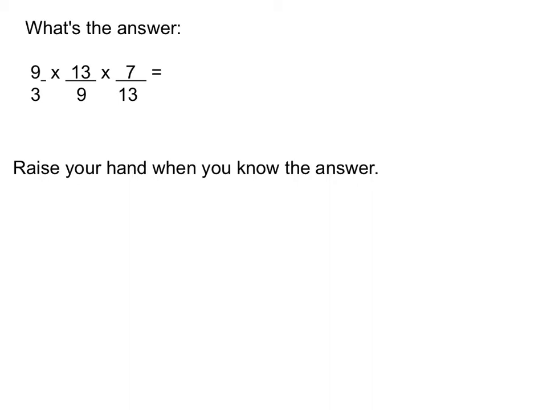Let's try another one, a little bit more complicated. We're going to add in another set of numbers there. I want you to pause the video and see what answer you come up with for this one. Alright, easiest answer here is just 7 over 3. And that's because 9 on top cancels out 9 on bottom. 13 on top cancels 13 on bottom. So you're just left with an answer of 7 divided by 3.